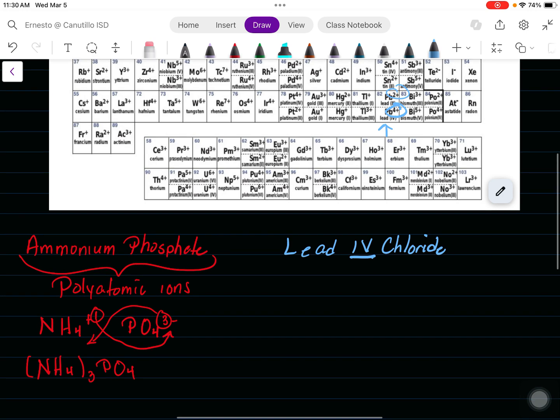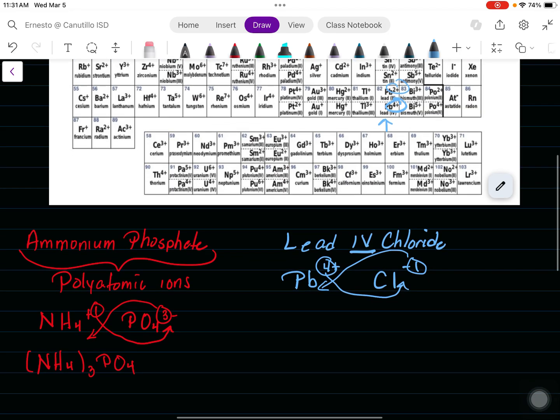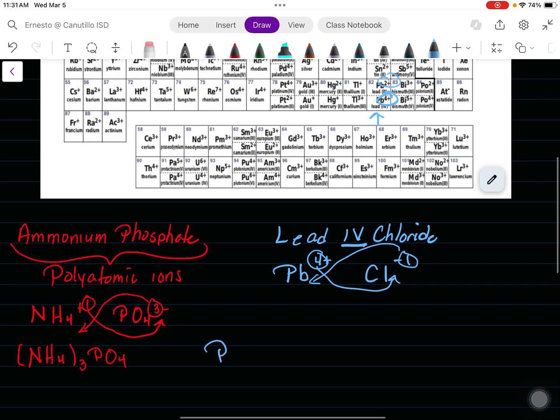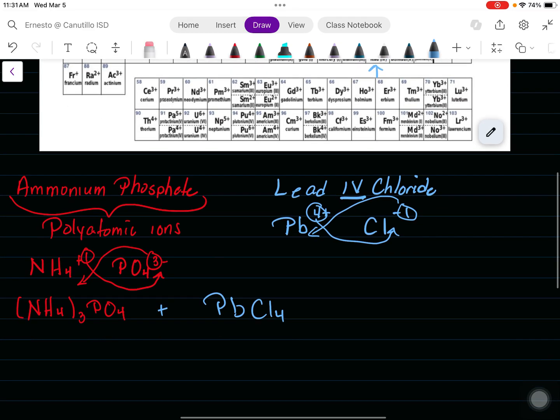The chemical symbol for lead is Pb, and because of this 4, we know that this is a 4+. The chemical symbol for chlorine is Cl. Based on the table of ions and its position on the periodic table, we know that it is a -1. Now we do the same process again and do the fish. This 4 moves over here, this 1 moves over here, and we form the chemical compound, which is lead chloride with a 4. So there is the first half of the reaction.